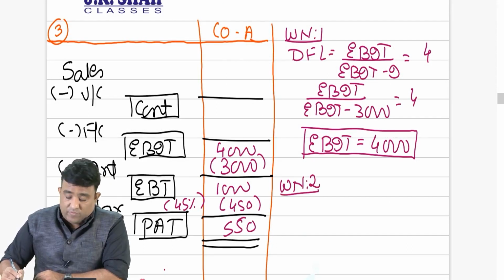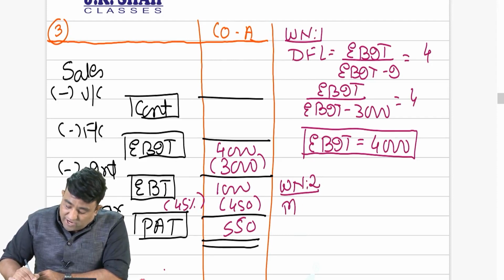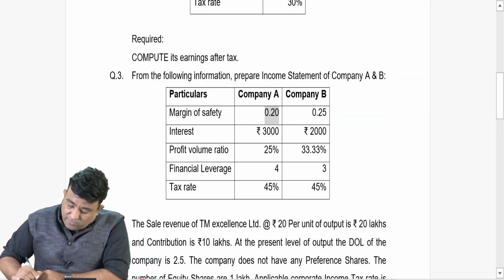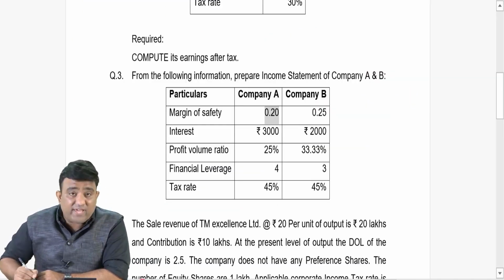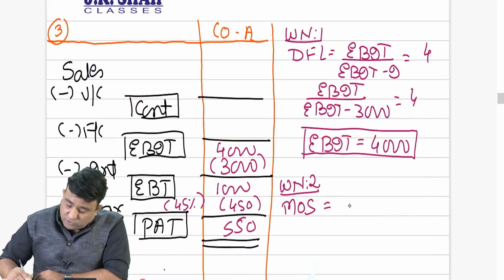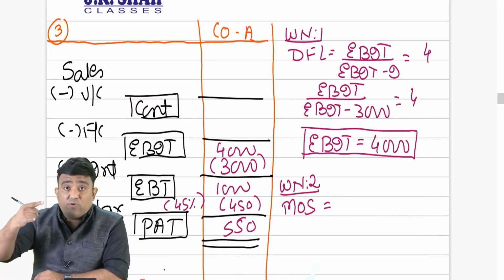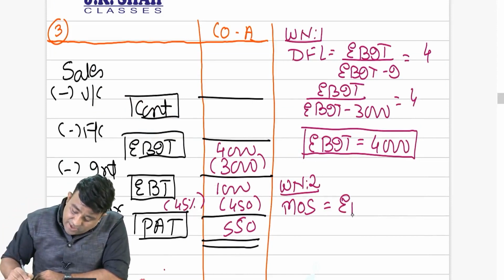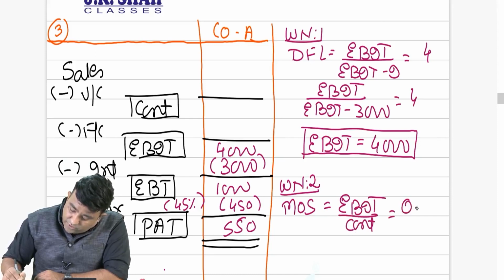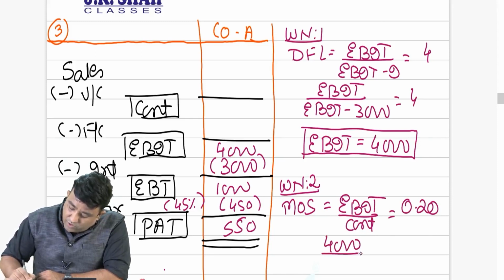Students, for working note 2, I need to take help of margin of safety. What is margin of safety given, student? That is 0.20. What is margin of safety? It's a reverse of operating leverage. What is operating leverage? Contribution upon EBIT. So this is EBIT upon contribution. This is 0.2. EBIT is what? 4000. Contribution missing, this is 0.2.